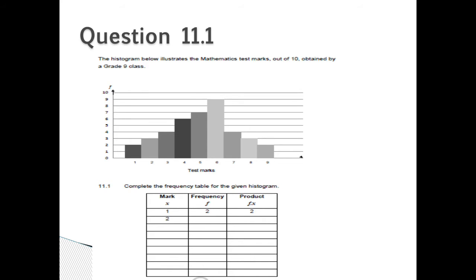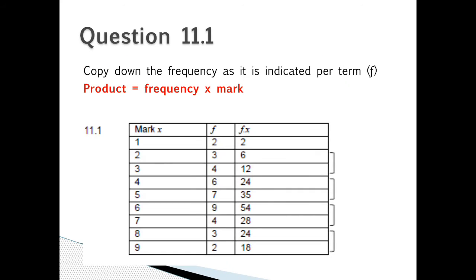Question 11.1. Complete the frequency table for the given histogram. So you will put in the mark, which is X, and the frequency, which is F, and you will multiply the two to obtain the product. You will copy down the frequency as indicated per term F. Your product is equal to frequency times mark.